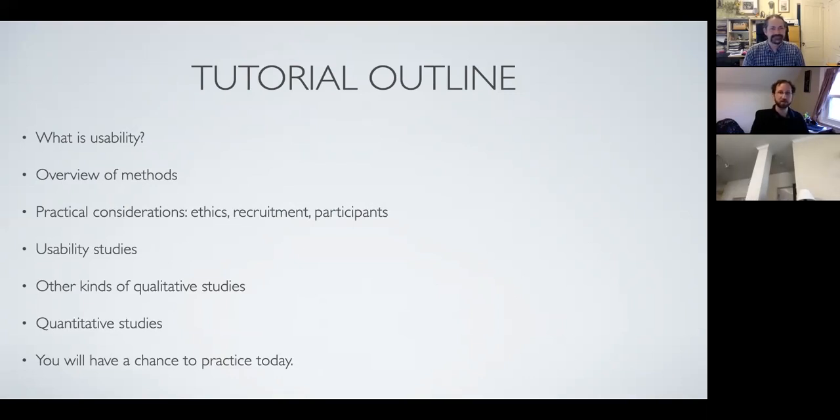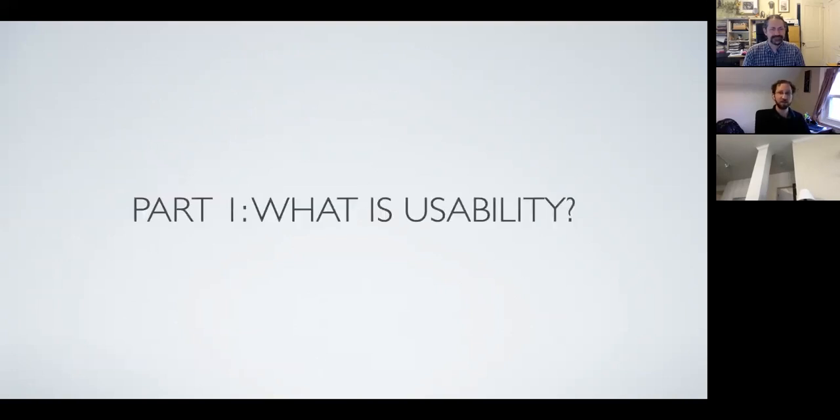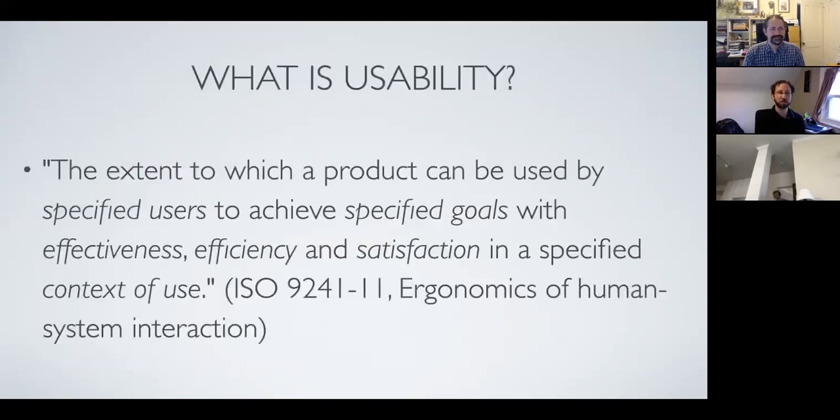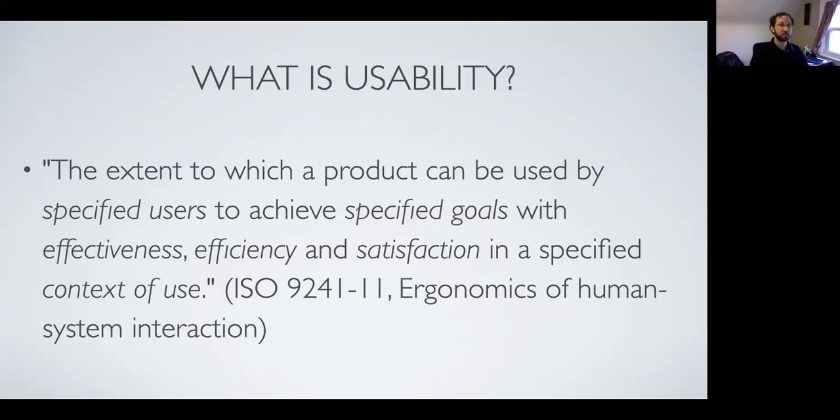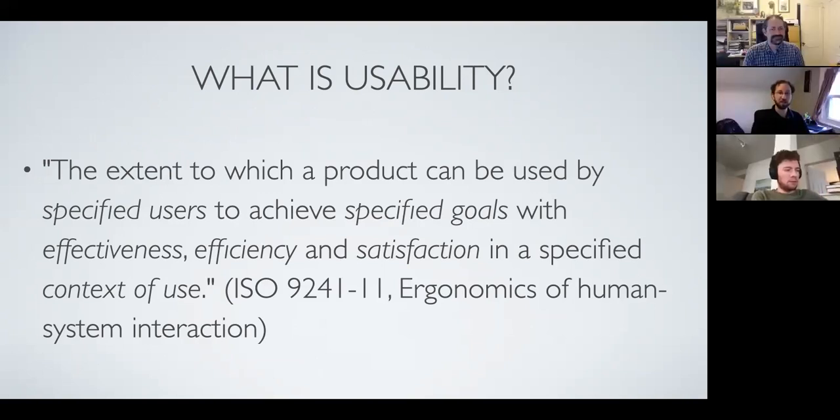And in several of these sections, you'll have a chance to practice and get some feedback. So let's jump right in regarding the question of what is usability. So I'll give you a definition from ISO, and then we'll talk about what its implications are. The extent to which a product can be used by specified users to achieve specified goals with effectiveness, efficiency, and satisfaction in a specified context of use.